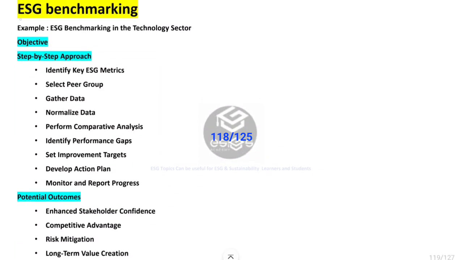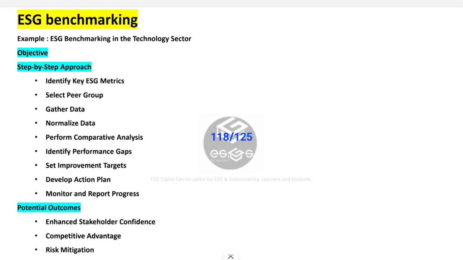Let us start our new topic called ESG benchmarking. In ESG benchmarking, organizations are involved in the comparison of ESG performance metrics against industry peers or established standards.